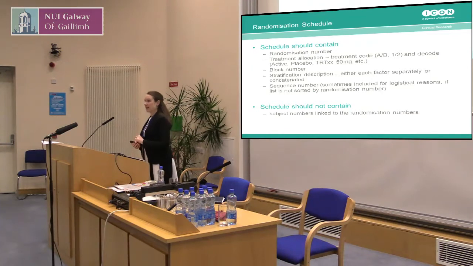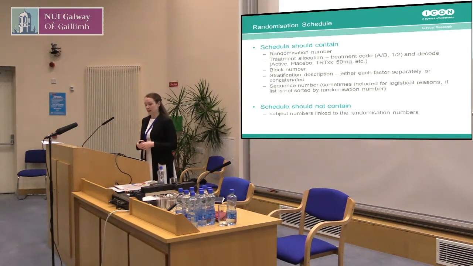The schedule should contain a couple of basic things. The randomisation number, the treatment allocation, and this should usually be contained in 2 ways. A coded version, so treatment A, treatment B, or treatment 1, treatment 2, and then the decode of that, which is the exact name of your treatment. So that might be active and placebo, or treatment 583, 50 milligram dose, or whatever it is that you want to describe those treatment groups as.